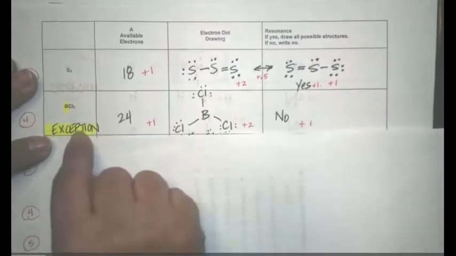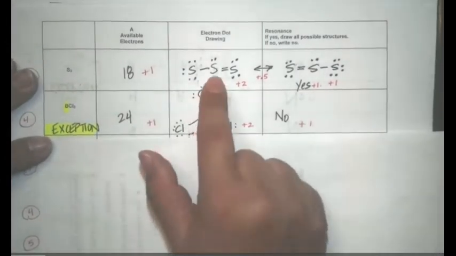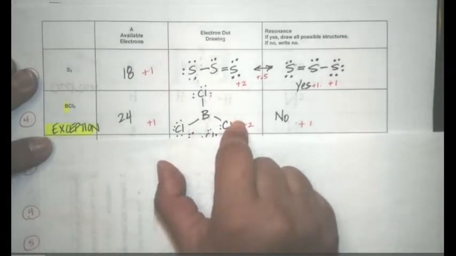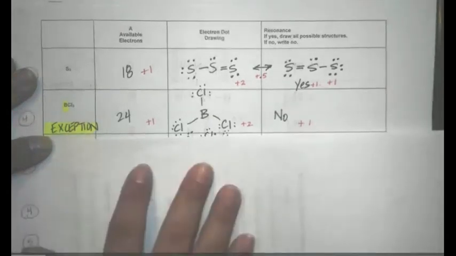Down here, this one's an exception, 24. BCl3 has 3 Cl's attached. No resonance. Remember, careful with the B's. Capital B is boron, which is a metalloid. It's happy with 3 bonds.